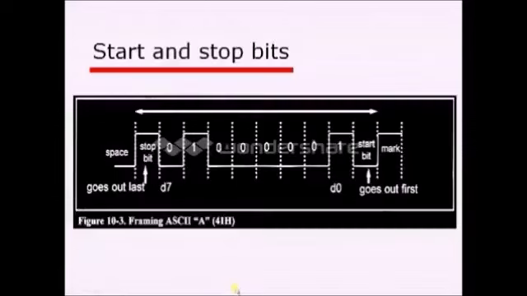You can see an example here where my character is A, which is represented with its ASCII value. ASCII representation requires a total of 8 bits. So initially it sends the start bit, then the 8-bit message or character, and then the stop bit. Here the start bit, message, and stop bit together make a single frame. Technically, the start bit is called a space signal and the stop bit is called a mark signal.